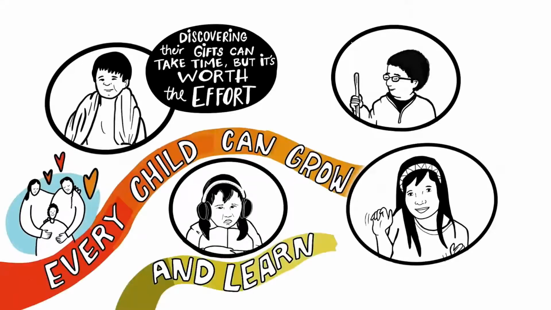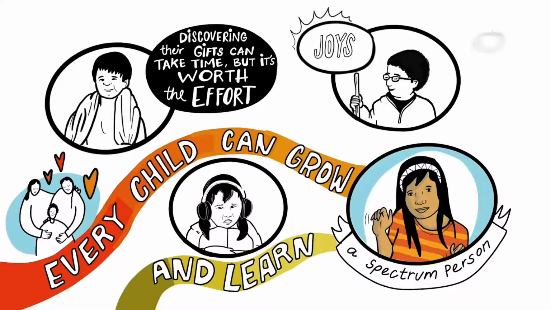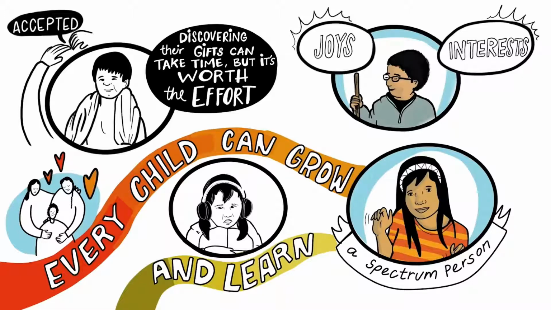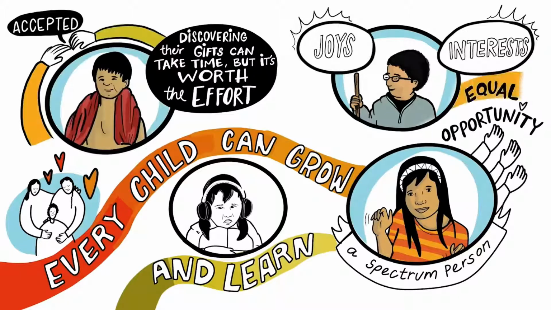More importantly, a child on the autism spectrum is a person with loving family members, a person with joys and interests, a person who should be accepted and included in their community, and a person who should have equal opportunity to succeed in adulthood like anyone else.